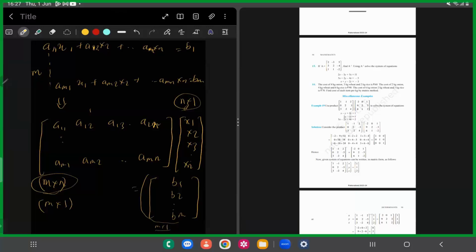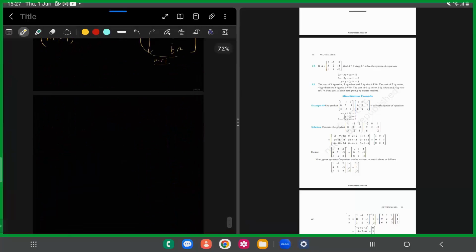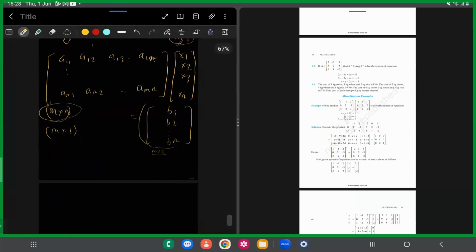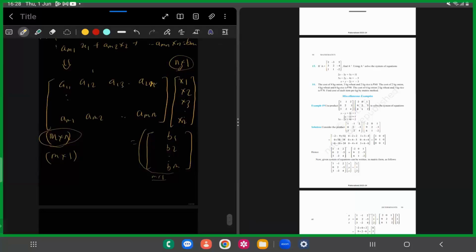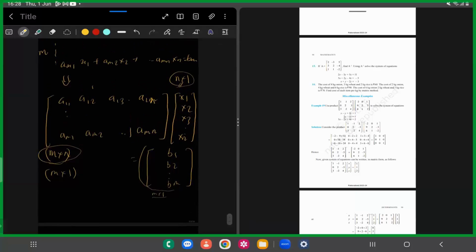And depending on the number of equations m, the number of variables, and also the type of this matrix, we can conclude different results about what the type of our solution can be.